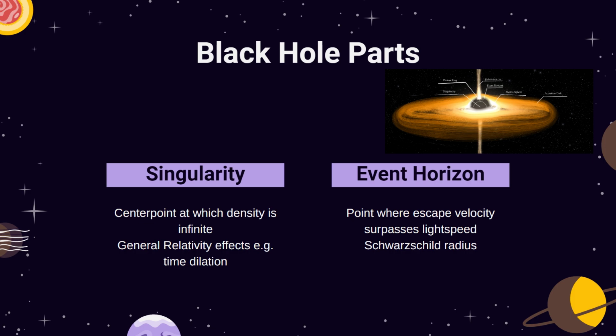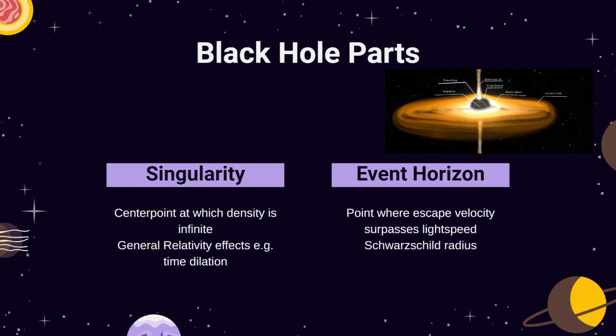Then moving on to the event horizon, this is the point at which the escape velocity surpasses light speed. So this is the point of no return. If an object gets within the event horizon, it's not coming back. And the radius of the event horizon is the Schwarzschild radius of the black hole.